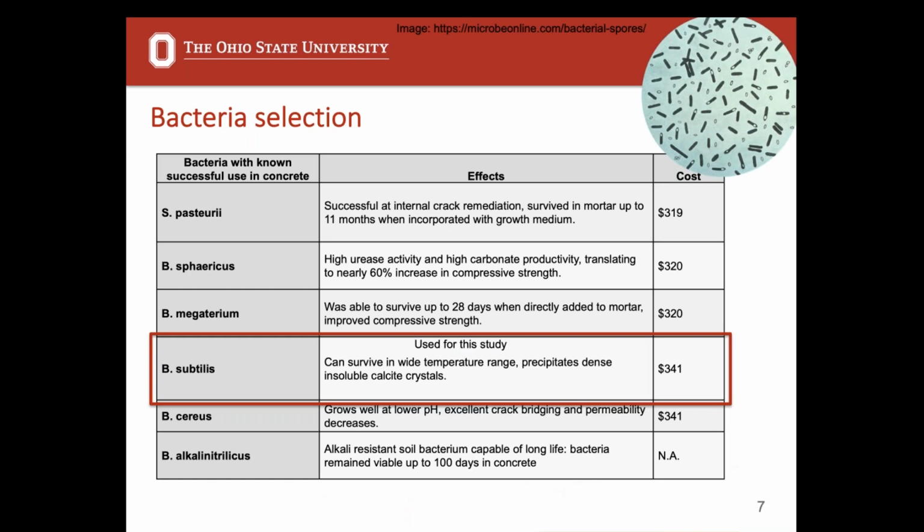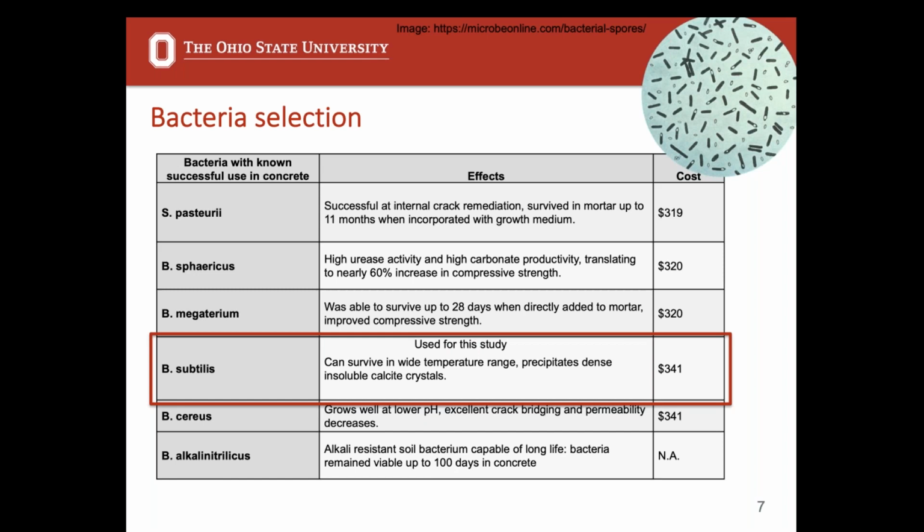I'm showing here a list of some of the most commonly researched bacteria. This includes the S. pasteuri, Bacillus sulfuricus, Bacillus megaterium, Bacillus subtilis, Bacillus cereus, and I do not know how to say that one, so I'm not going to say it. But all of these have been shown in literature to biomineralize successfully and survive in the concrete and provide all of those requirements that I mentioned on the previous page. We chose to use the Bacillus subtilis in this study because my collaborator Natalie Hull has done extensive work with this bacteria, so we knew a lot about it. We knew we had a good source of it, and we knew we could get it to do the things that we wanted to do and grow it to a sufficient size.